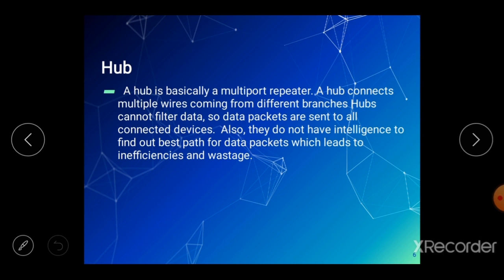So a hub is used in a particular network to connect many systems and to transmit the data received from one system to another system. And a hub doesn't have any sort of intelligence, so it cannot find the best path through which the data can be sent.